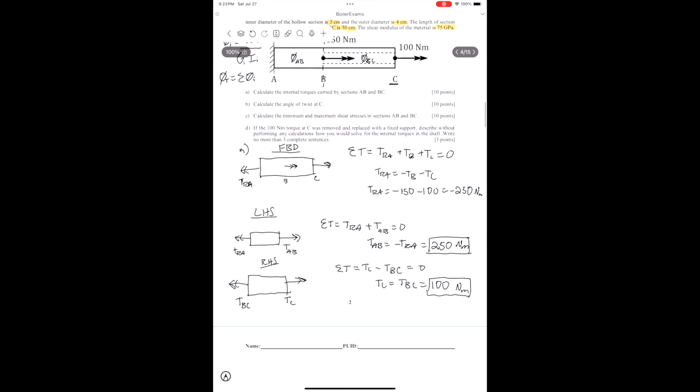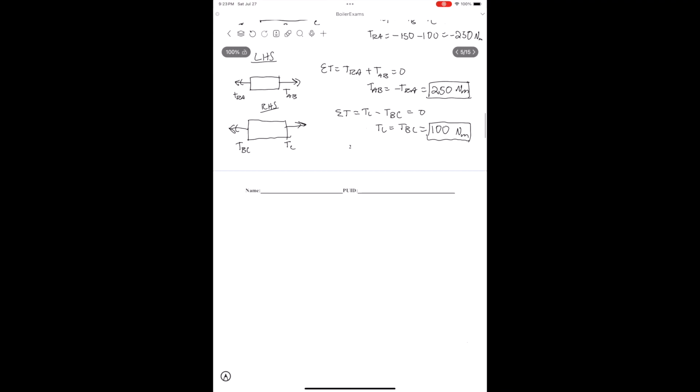But first things first, we're going to need to calculate the moments of inertia in the rods in each of the sections. Remember that the formula for the moment of inertia in a solid circular rod is just going to be 1/2 pi r to the 4th. So that's going to be 1/2 pi times, and I like to do everything in meters just so I know all my units are going to work out nicely.